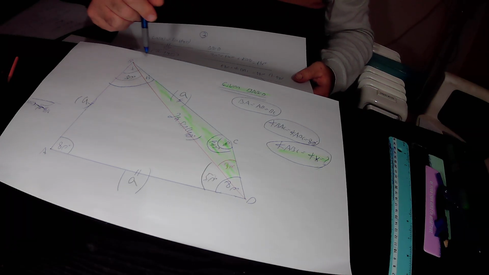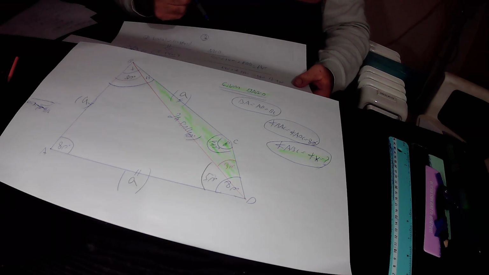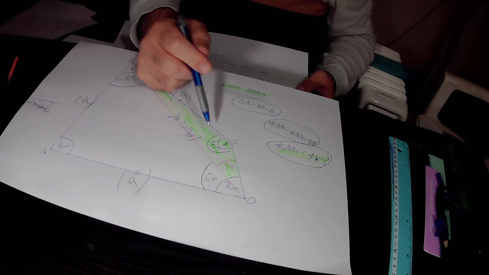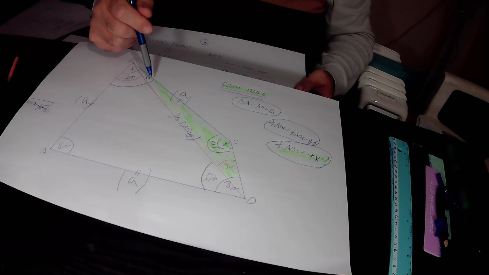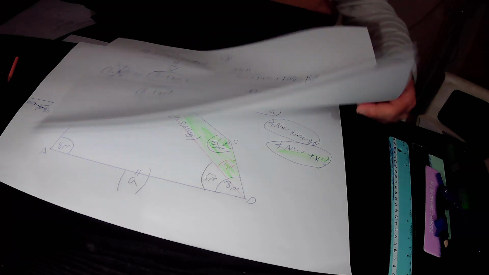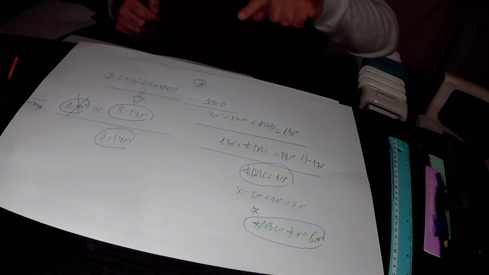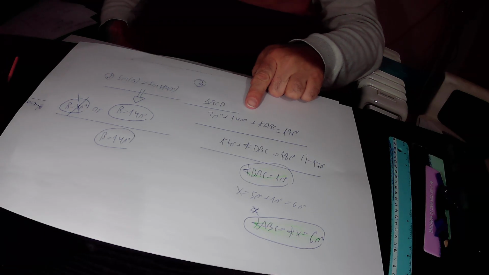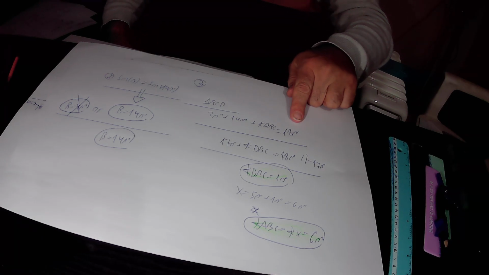So in the green triangle BCD, the sum of the angles must be equal to 180 degrees. That is to say, 30 degrees plus 140 degrees plus this missing angle DBC in total must be equal to 180 degrees.